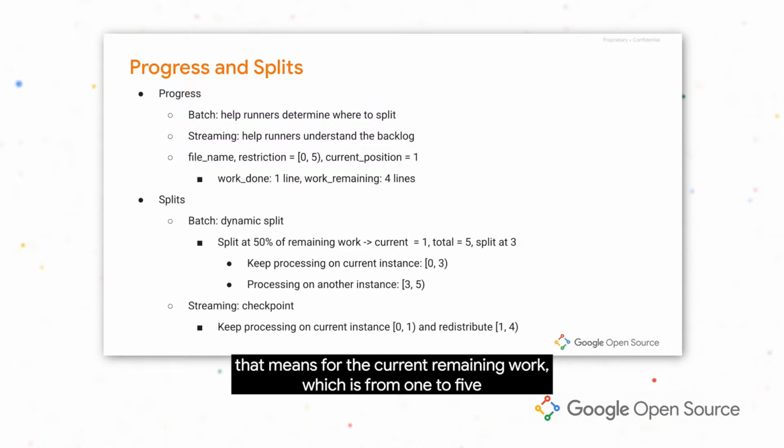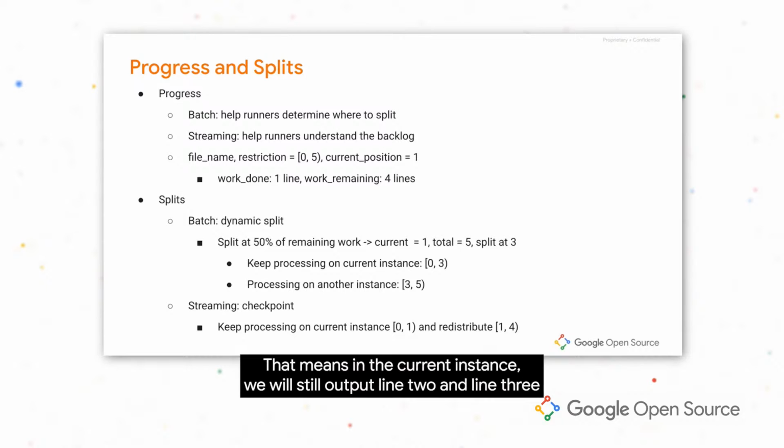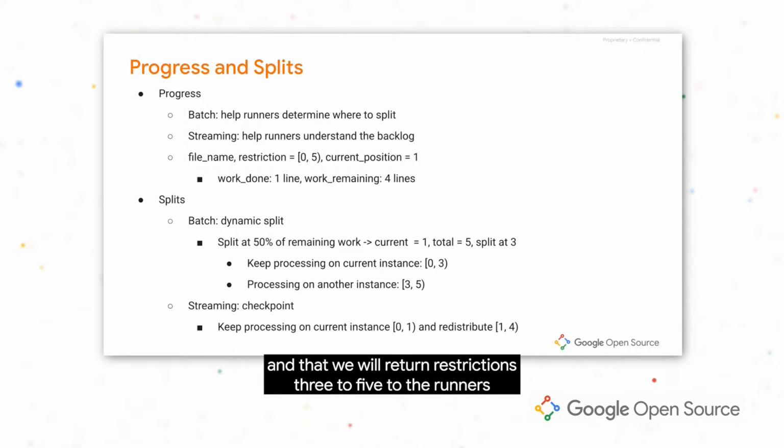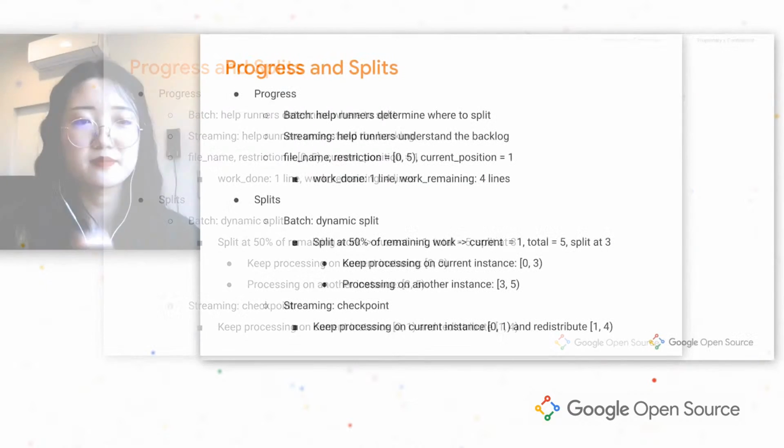So that means for the current remaining work, which is from 1 to 4, 1 to 5, the runner wants us to split at 50% of it. So in the current instance, we will still output line 2 and line 3, and we will return restrictions 3 to 5 to the runners, and the runner will have another worker work on this shard to continuously output line 4 to line 5. So at this moment, we will gain more parallelism and our pipeline should be faster.